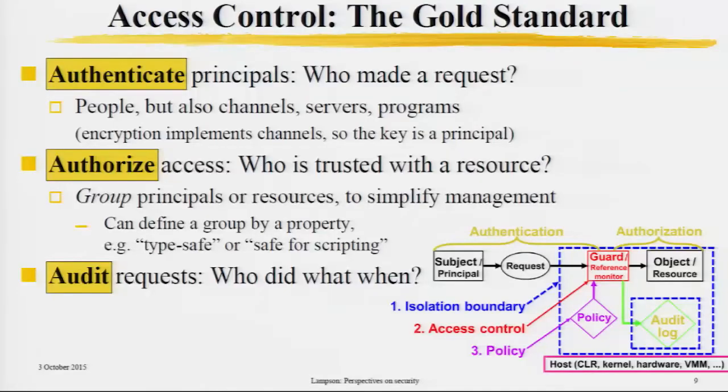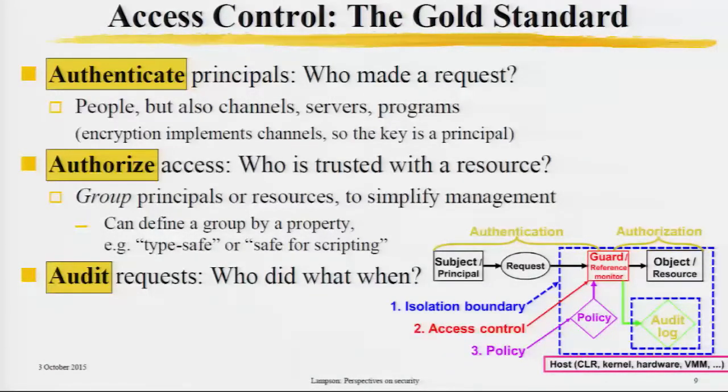You can break this down in various ways, but here's the sort of classic way of doing it, which I call the gold standard because all these things start with AU. The left-hand side of the picture is authentication. What you do is you authenticate principals. You try to answer the question, who made this request? And the answer to that has to come in some form that the guard can understand. So people can make requests, but also channels, servers, programs can make requests as well.